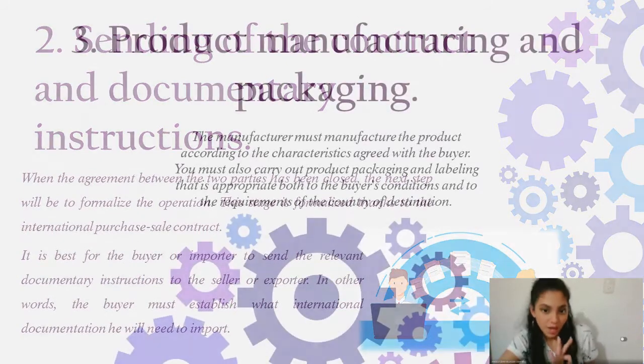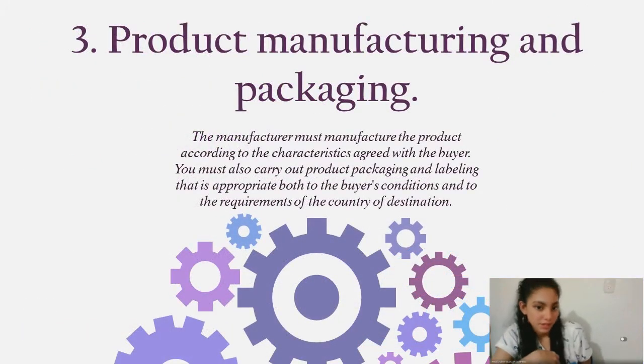Number 3. Product manufacturing and packaging. The manufacturer must manufacture the product according to the characteristics agreed with the buyer. You must also carry out product packaging and labeling that is appropriate both to the buyer's conditions and to the requirements of the country of destination.